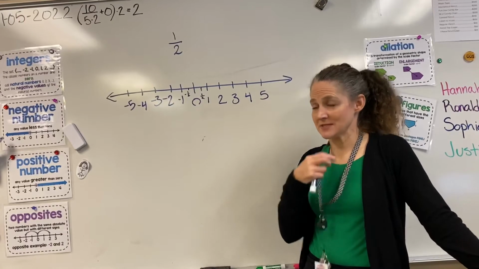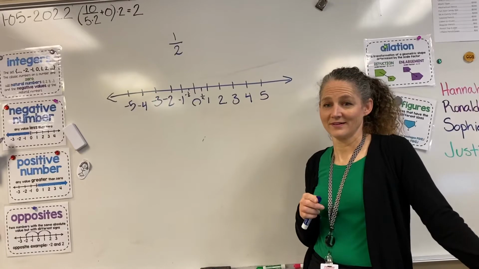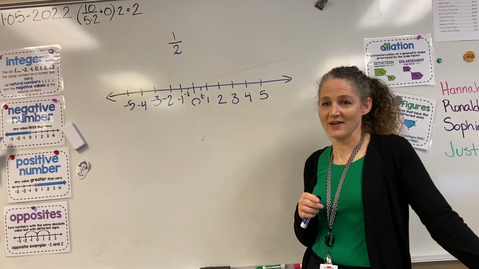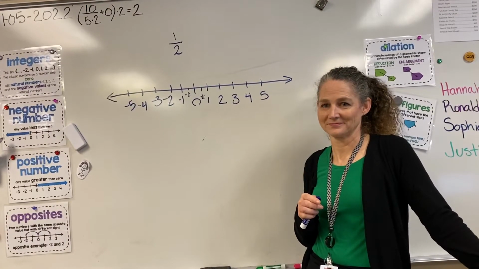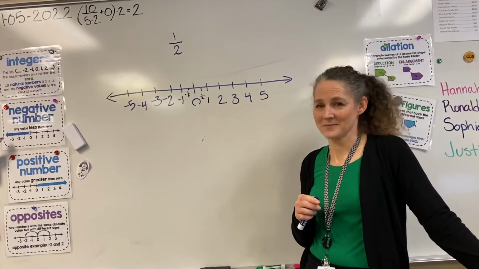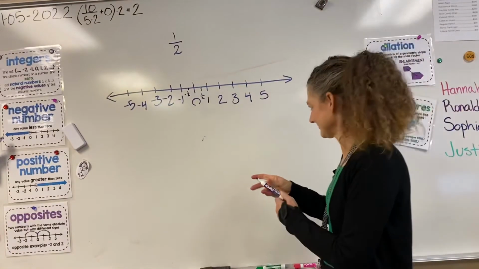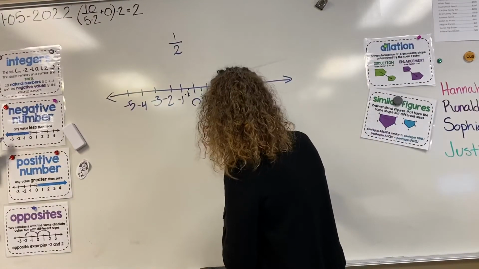Negative 50 cents. How many dollars does Zach have? Negative $0.50. Negative 0.5. Okay, Zach, does negative 1.5 sound better? No. All right, let's do it this way.